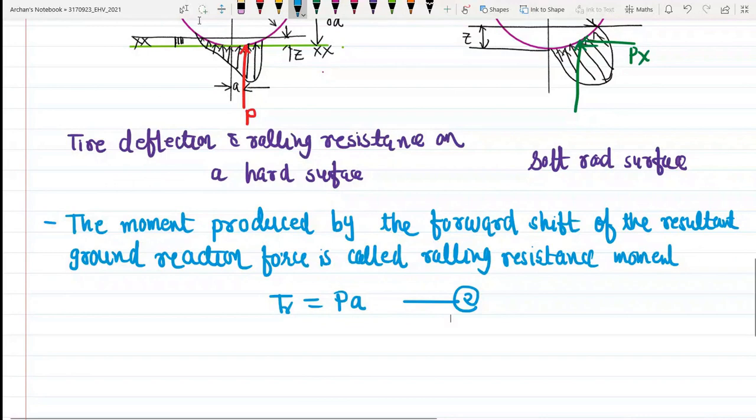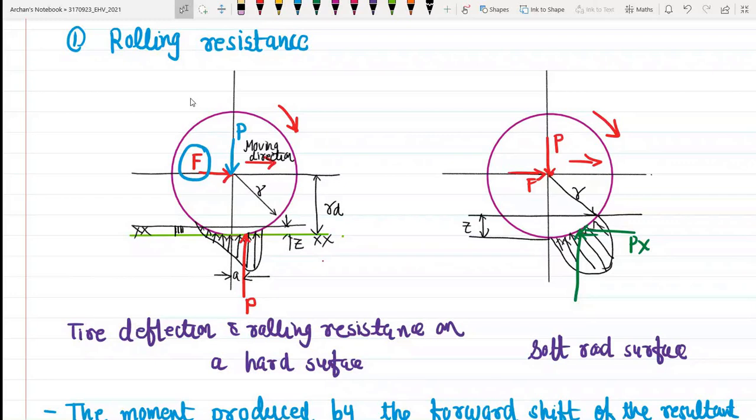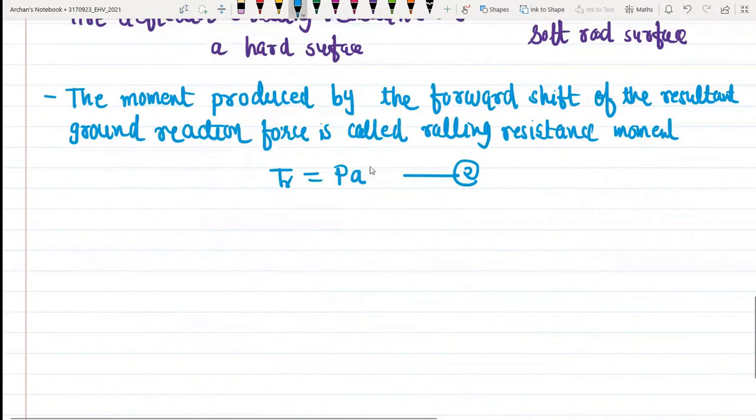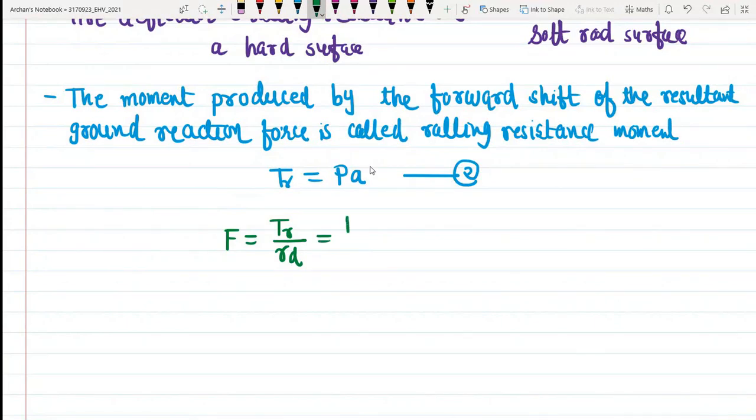This is the force required to balance the rolling resistance moment. So this force F is expressed as F equal to TR by RD, and TR we know is P times a. So F equals P times a by RD. Let us call a by RD as fr. So this will be my equation number 3.